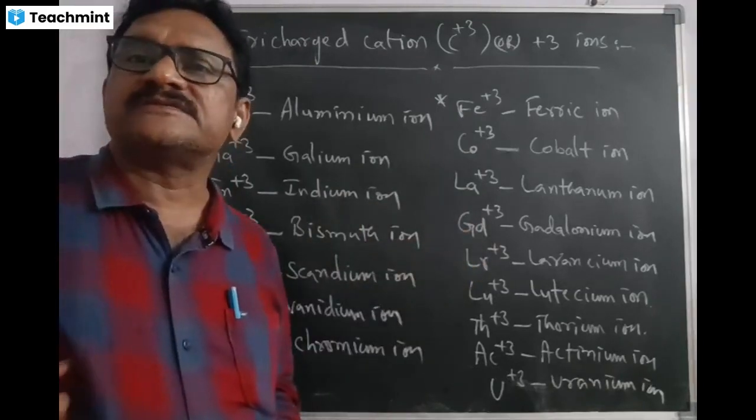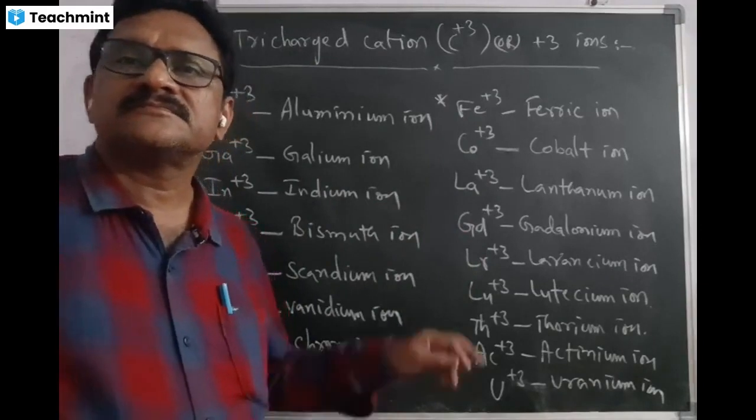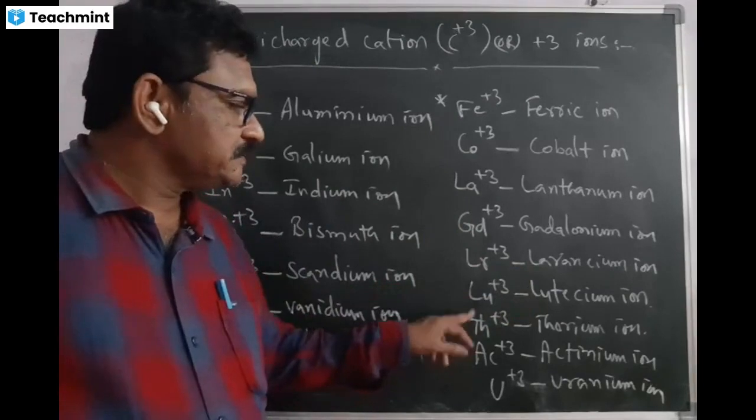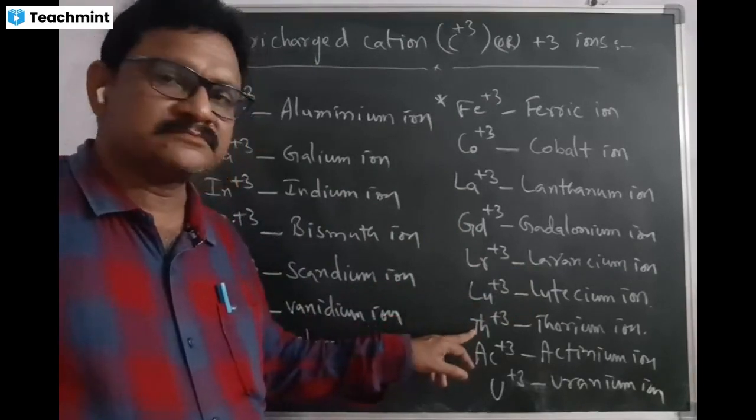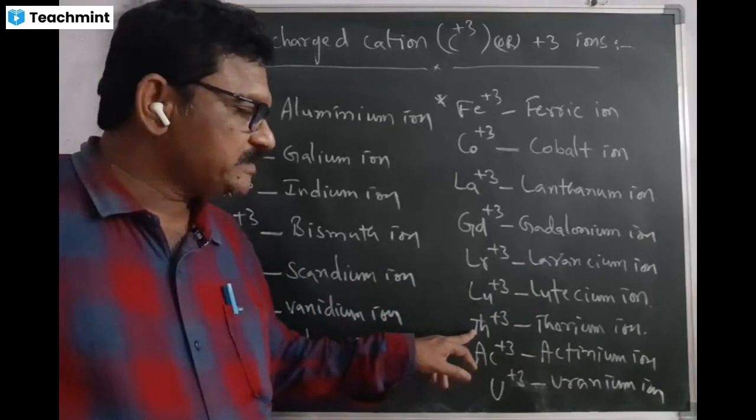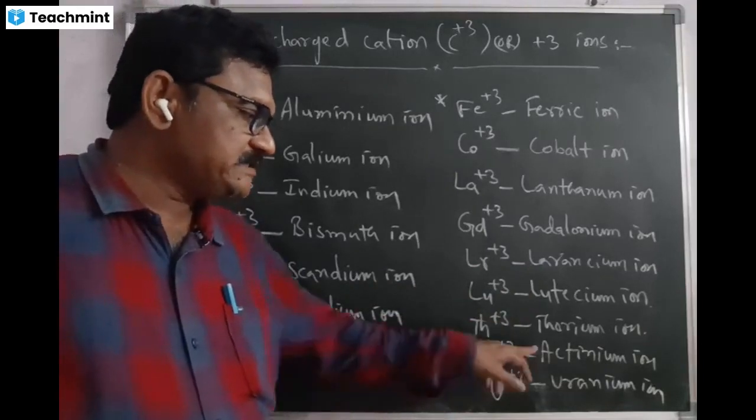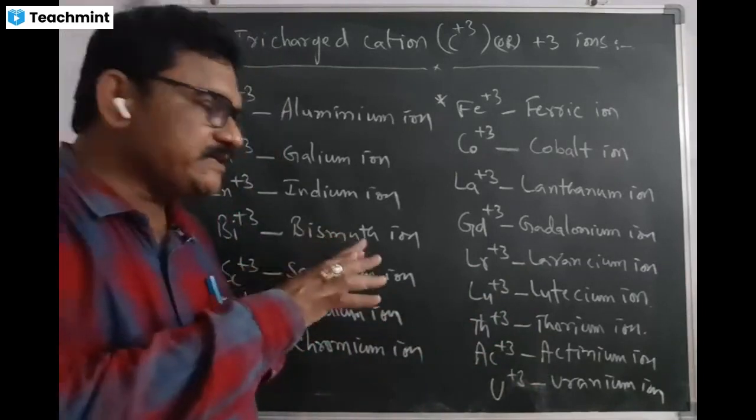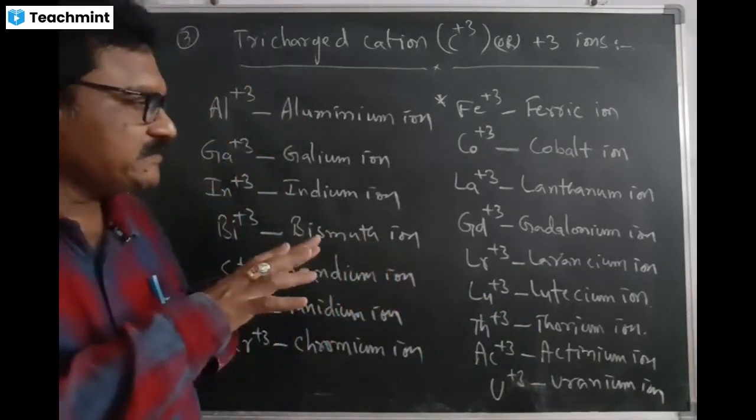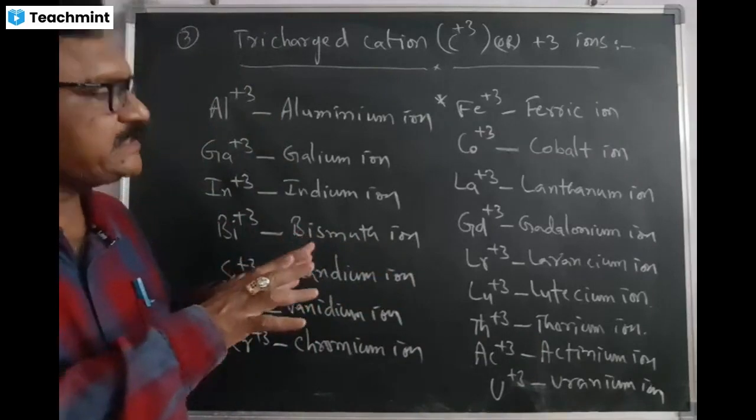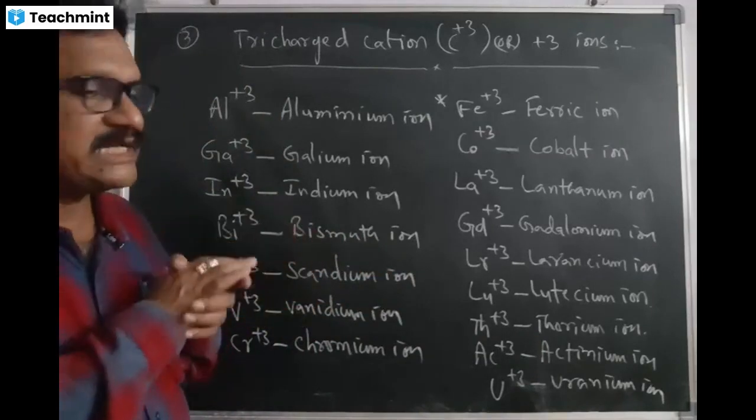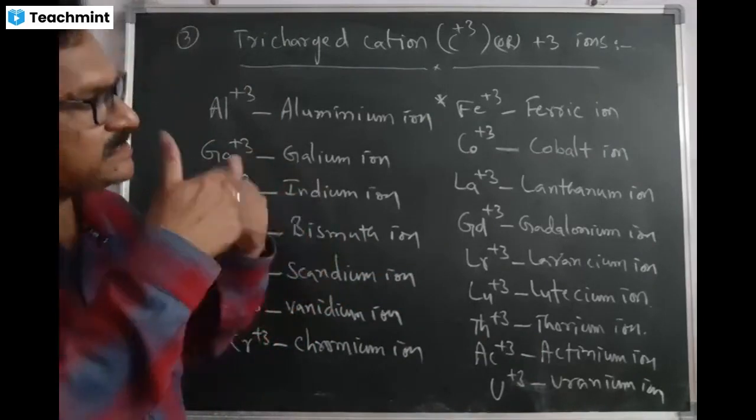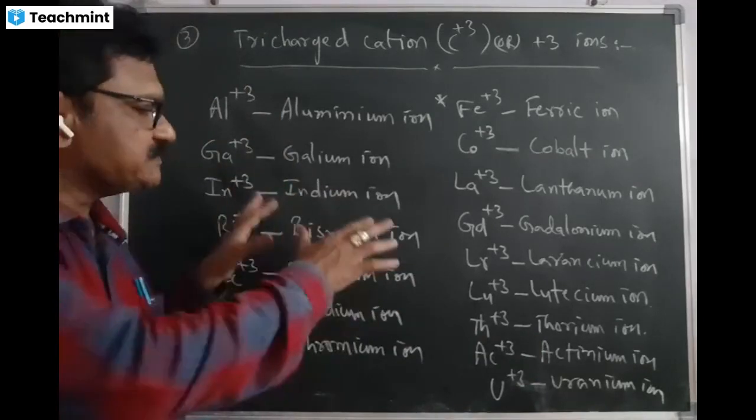Are you listening to my words? Lr plus 3, lawrencium ion. Lu plus 3, lutetium ion. Th plus 3, thorium ion. Ac plus 3, actinium ion. U plus 3, uranium ion. So all these are some of the metals or atoms that can exhibit plus 3 oxidation state, and they are stable in this plus 3 oxidation state. Of course, they may exhibit other oxidation states also, but this is the happy state.